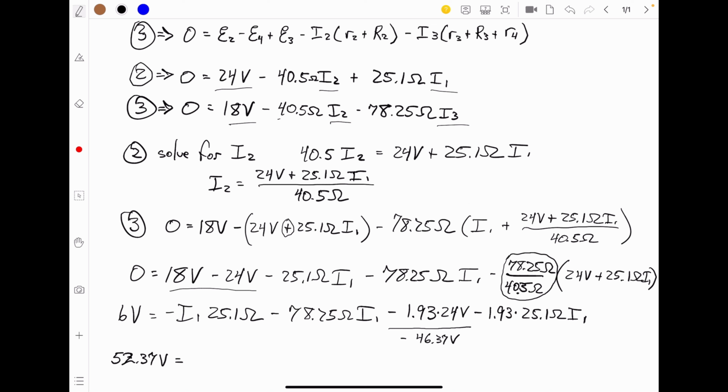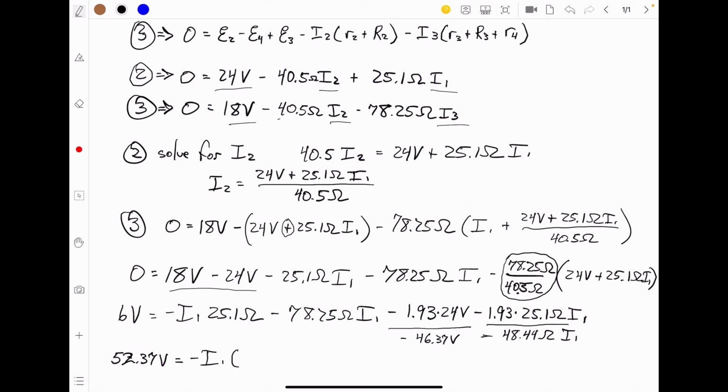And now we can do a few other things. Okay, wait. Before we continue, 1.93 times 25.1, that's 48.44, 48.44 ohms times I1. And that's negative as well. Okay, so I think we've got everything we need. We've got our 52.37 on one side. We've got I1. All of them are negative.